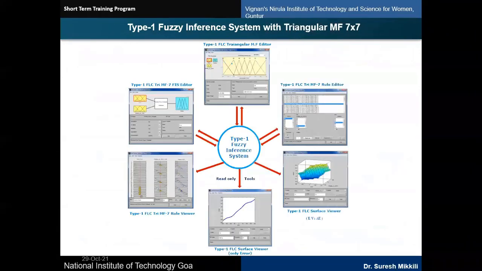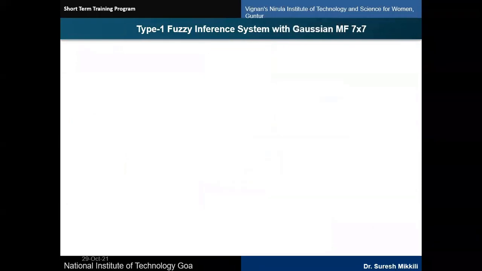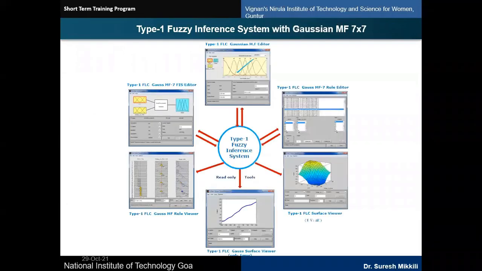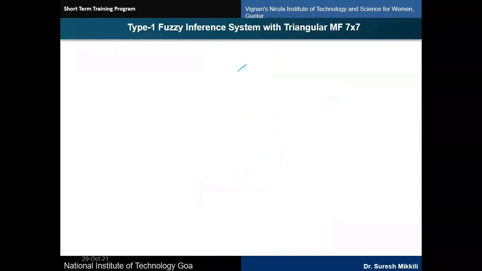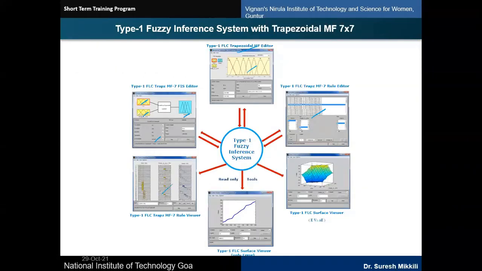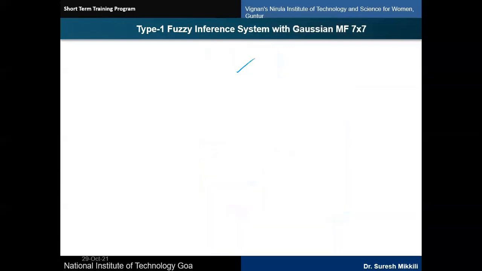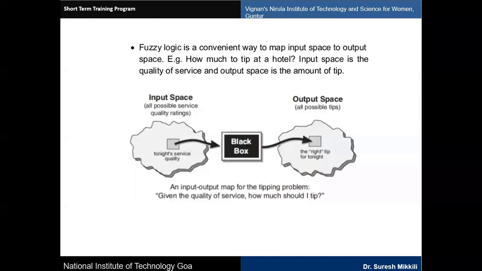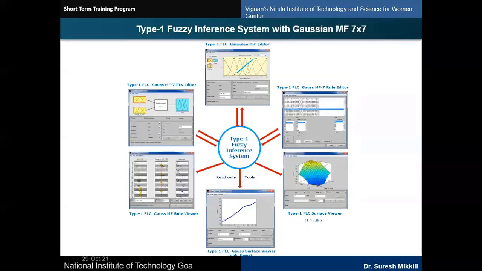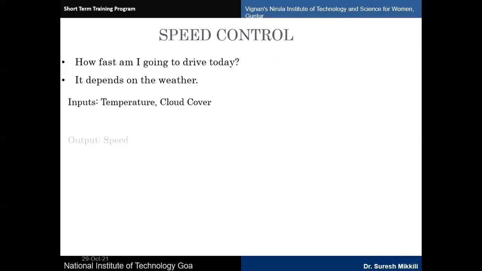This is with triangular membership function. This is with Gaussian membership function. Okay, with the three different membership functions, you can see how the performance improves with different membership functions. Then we will see speed control.